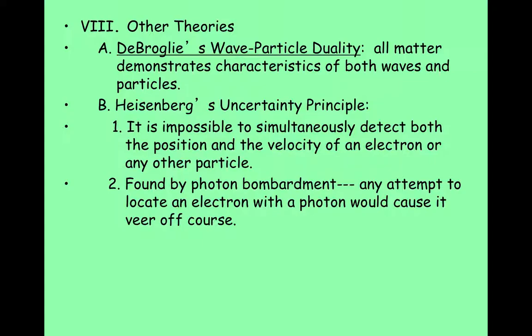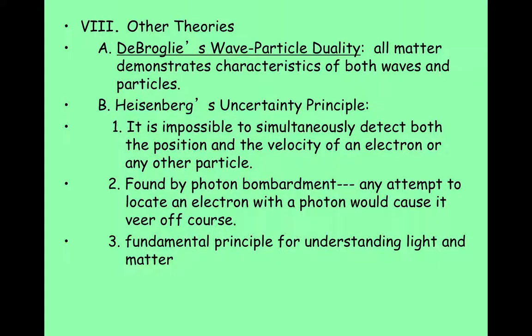So as we get a little more advanced, we're going to talk about electrons as being likely to be in a region of space. It's not like a planet where we can see it orbiting the sun and say, well, tomorrow it's probably going to have moved here, because we know its position and we know its velocity, we know where it's going to be. We can't predict exactly where an electron is going to be, but we can predict regions of space where it's likely to be. And so we'll see that. So it's a fundamental principle then for understanding light and matter.